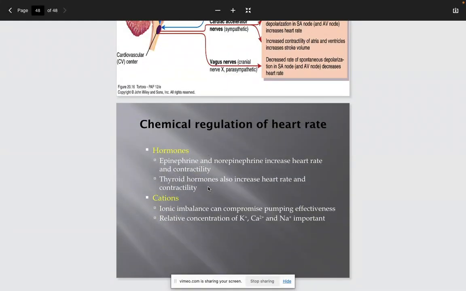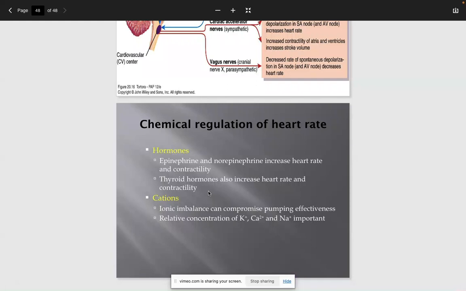Again, this is going to be an important slide, chemical regulation of heart rate, hormones, and cations. We talked about relative concentrations of potassium, calcium, and sodium being important. Sodium and calcium are primarily going to be responsible for depolarization during the cardiac action potential, and then we know that potassium is responsible for that repolarization. So I'd like for you to know those two things. Thyroid hormones can also increase heart rate and contractility. We talked about this on patients with hyperthyroidism. Remember when they produce too much thyroid hormone?